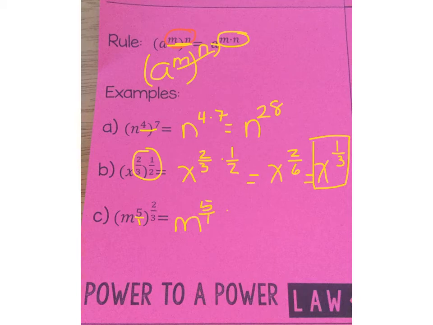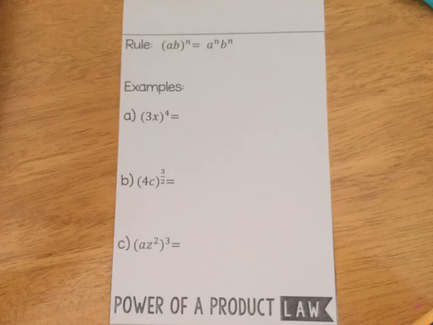5/1 times 2/3. Go across. 5 times 2 is 10/3. All right. Almost done. 3 more. Ready? All right, so power of a product.